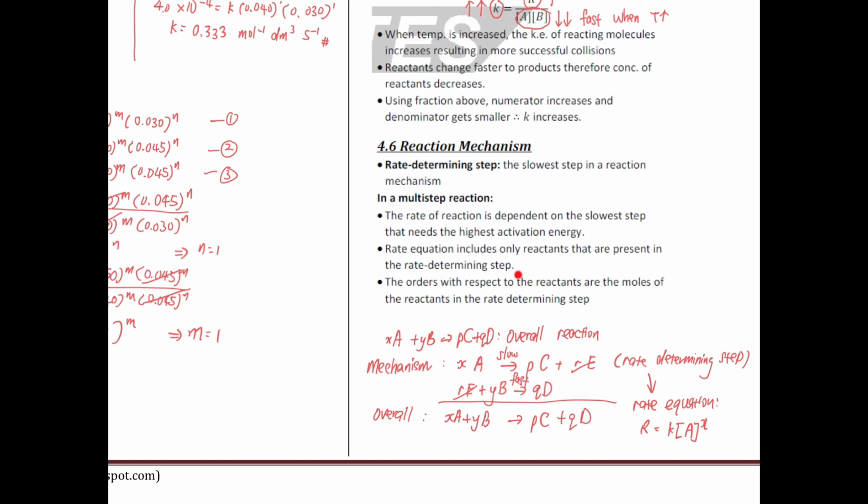The order with respect to the reactants is the moles of the reactants in the rate determining step. So if the rate determining step takes X mole, then the order here is X. And if reactant B is not in the rate determining step, that means reactant B takes order 0.